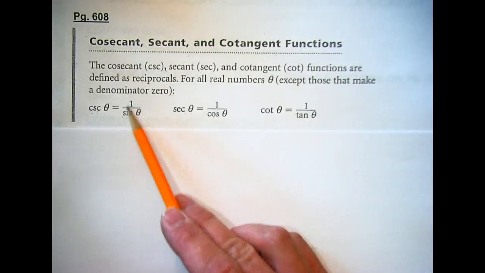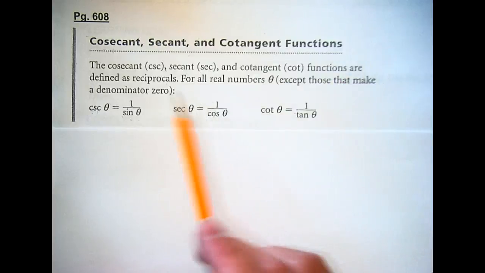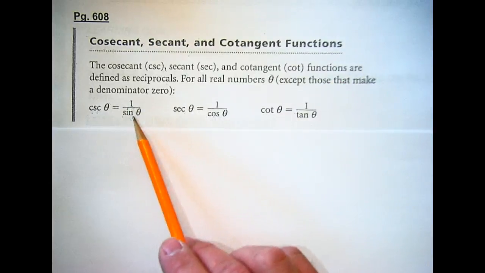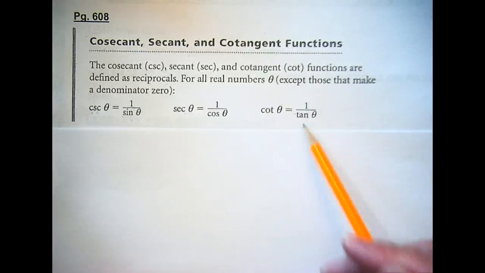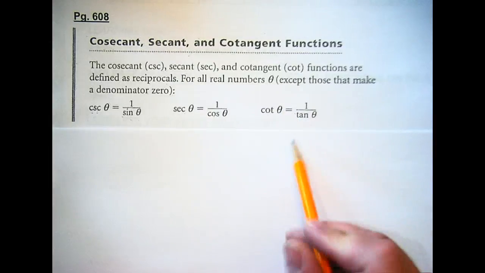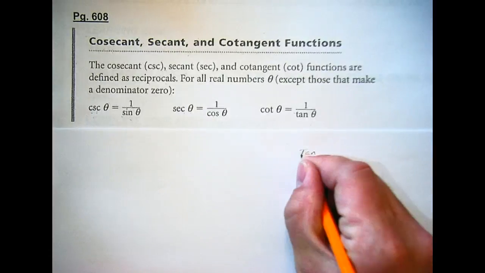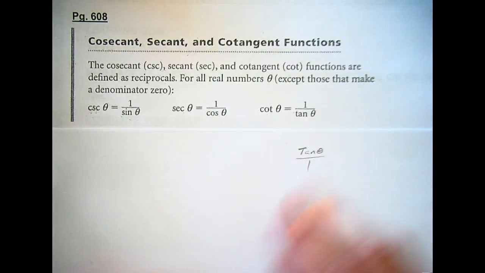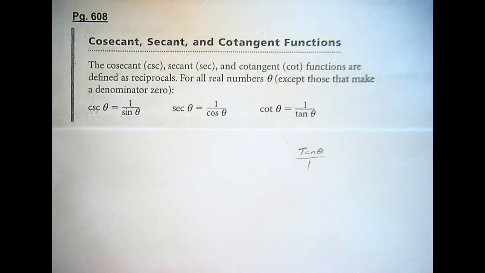The 1 over sine means it's a reciprocal. They're called the reciprocal functions sometimes. So the 1 over sine actually means the reciprocal of sine. 1 over cosine is the reciprocal of cosine. 1 over tangent is the reciprocal of tangent. Okay? We could write it like that. If you think of having tangent of theta, writing that as a fraction would be that. And the reciprocal of that is 1 over tangent. You just flip it. Okay?